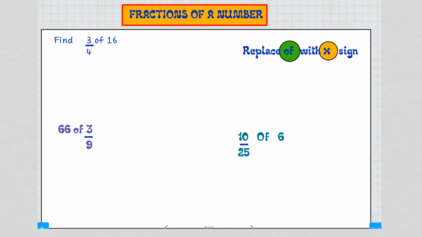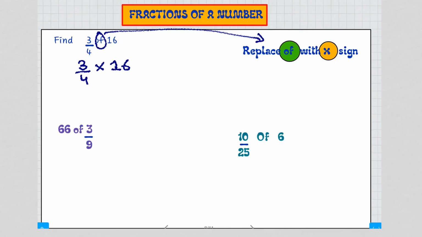The last one for today's fraction lesson is finding the fractions of a number. How we find the fraction of a number is, we can replace the word "of" with a multiplication sign. So 3 over 4 of, the "of" sign, as I told you here, we can replace it with the multiplication sign, and then you go 16.